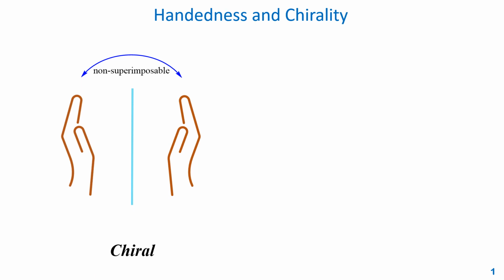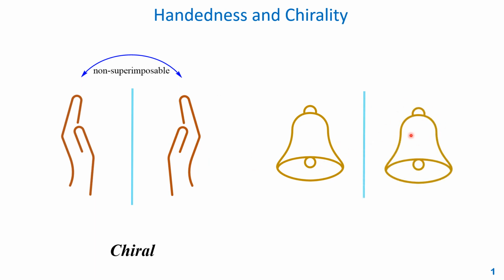Now look at another object like this bell. The mirror image of this bell is shown here, and they are exactly the same. You can overlap them, no problem, and they are called superimposable. So this kind of object is called achiral.